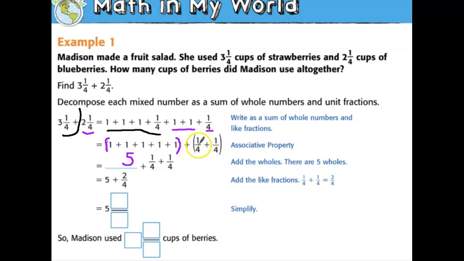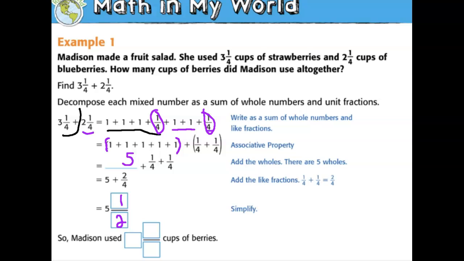And then I add my 1/4 plus my 1/4. Remember, I got that from here and here. So 5 plus 1/4 plus 1/4 is 5 2/4. What do we know about 2/4? We can reduce it. So that comes down to 5 1/2. Okay, so that is one way that we can do it. You just decompose your numbers.